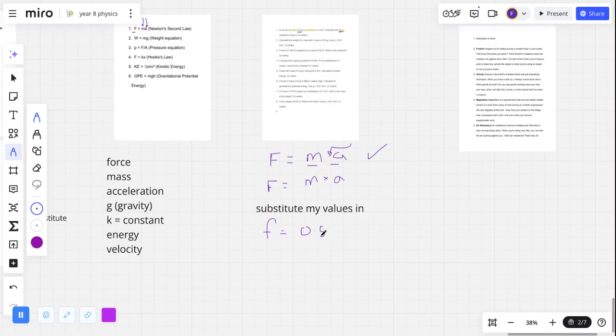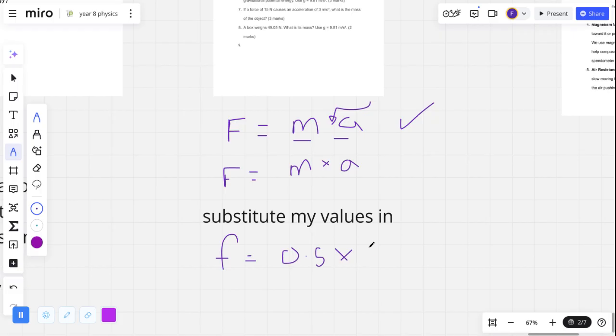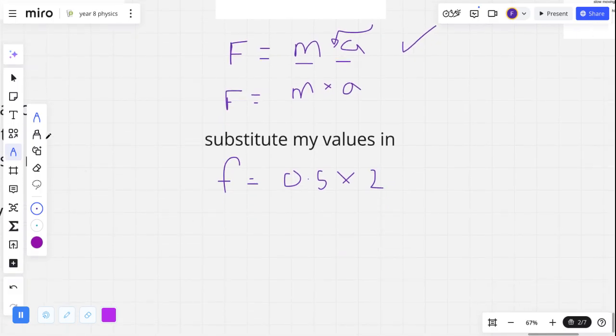0.5. Apologies for the massive vibration. Some guys are working on the roads down there. F equals 0.5. Your mass is 0.5 times A, which is acceleration, 2 meters per second squared. I do not care if you can do this in your head.